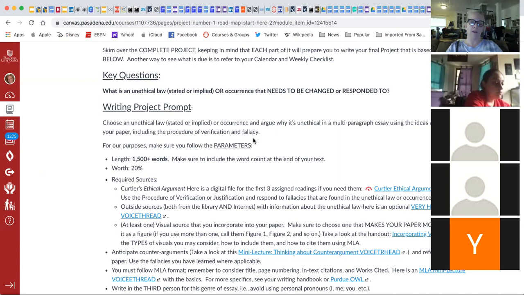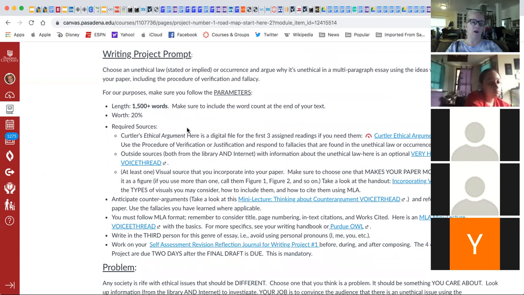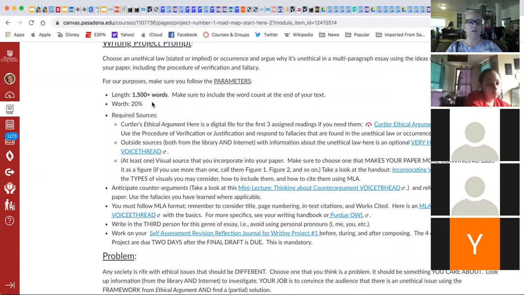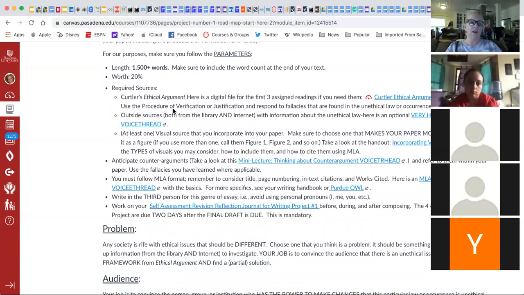Flawed ideas, flawed issues. For the purposes of our class, your paper is going to be 1,500 words. If you use Google Docs or Word, they both keep track of the number of words. It's usually between 250 and 300 words per page if it's double spaced, 12-point font, 1-inch margins, etc. But just 1,500 words, and it's worth 20% of the grade. You need to use Kessler's Ethical Argument. You need to use the procedure of verification or justification and respond to fallacies. You do need to use outside sources about your topic, both from the library and the internet.